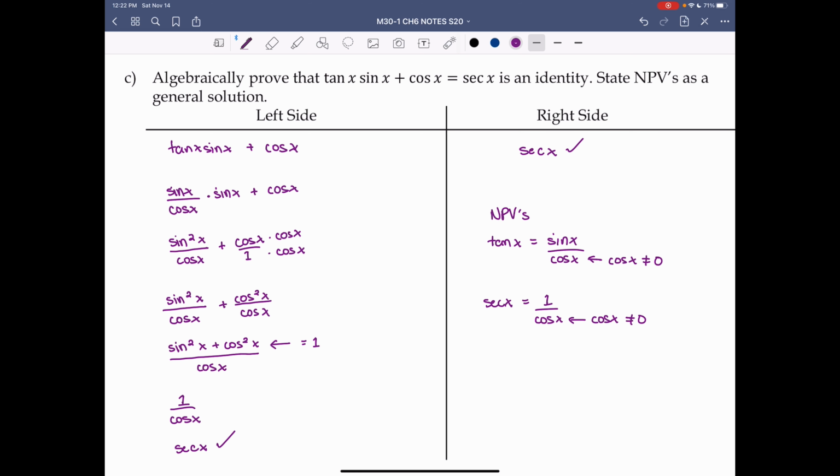When does cos x equal 0? Cos x is the x value on the unit circle. So when does that equal 0? That would be at the y-axis, so at pi over 2, x equals 0, at 3 pi over 2, x equals 0. Therefore, x cannot equal pi over 2 plus pi n, where n is an element of the integers.